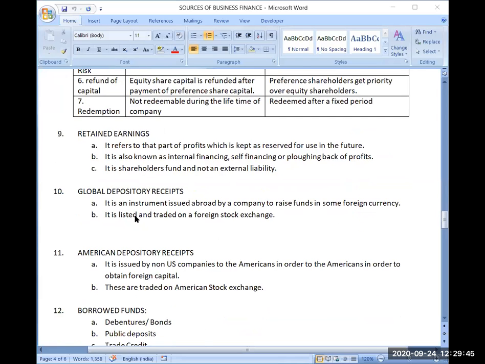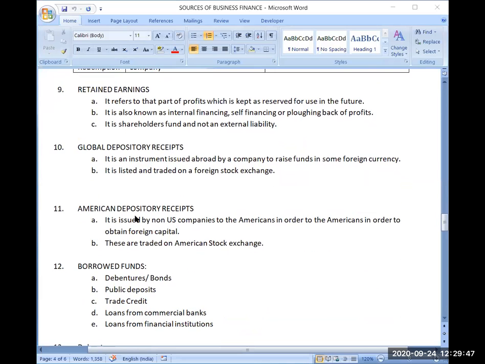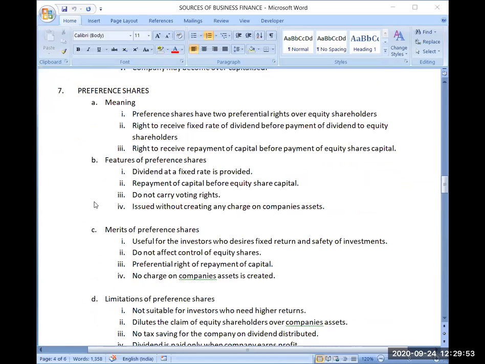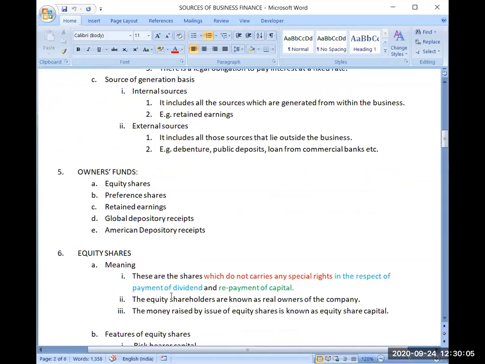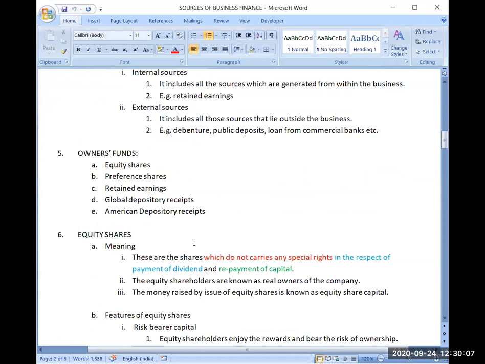So we have done till the difference between equity share and preference share. This we have done, and the topic which we were continuing was owner fund. So in owner fund we have learned equity shares, we have learned preference shares. Now these three topics remain: retained earnings, GDRs, and ADRs.